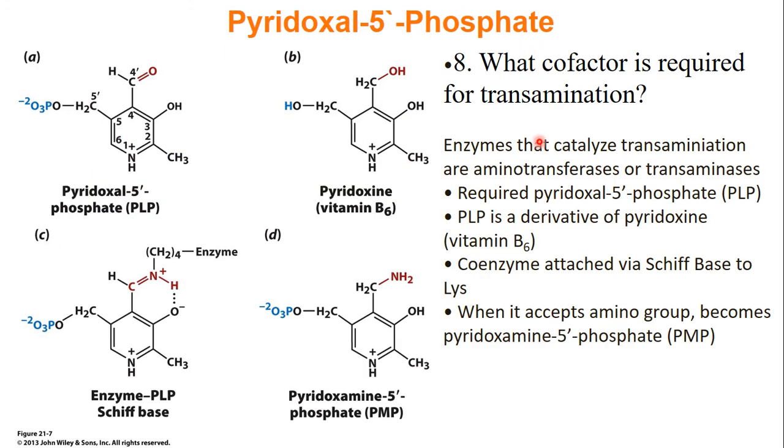What's the cofactor required for transamination? That will be PLP. That is derived from vitamin B6. And as I said in the questions, don't really worry about the mechanism of how PLP works. Mainly want to know PLP is our cofactor for transamination.